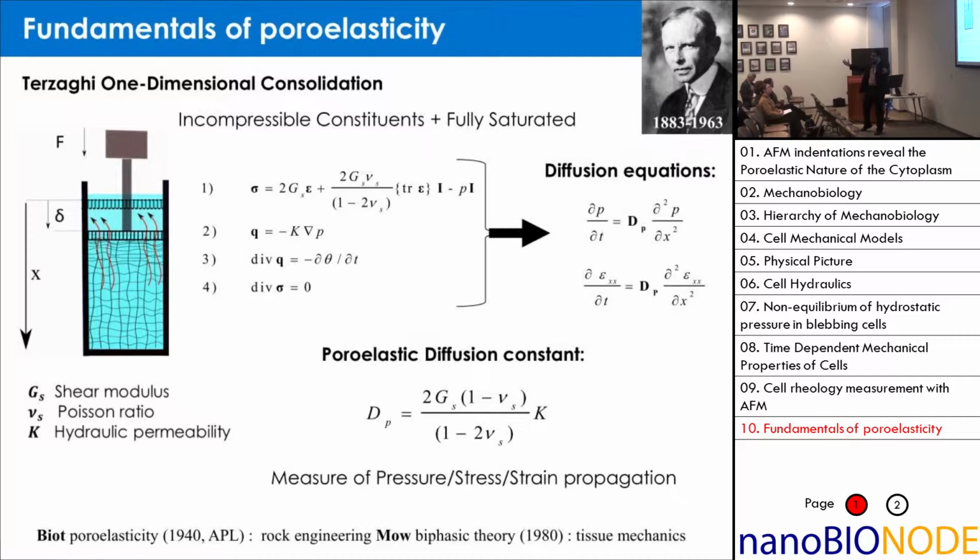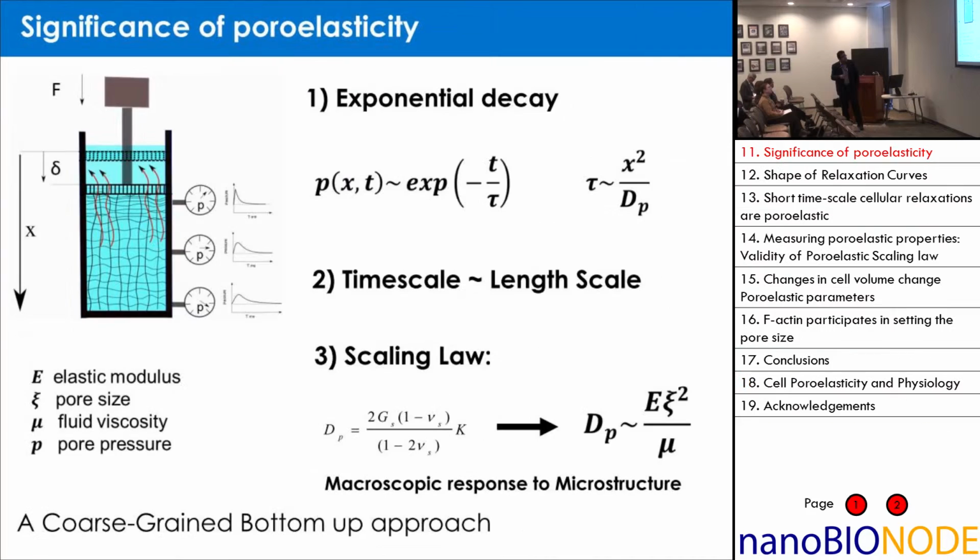your build-up pressure is propagated inside your poroelastic material, or sponge. And the diffusion coefficient can be related to the hydraulic permeability and the shear modulus of the material. So what's special about poroelastic material?